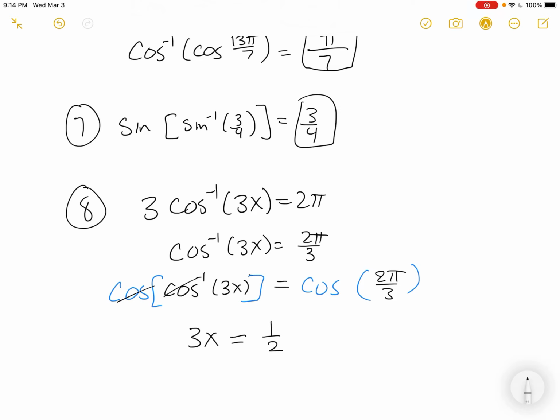And so what do we get out of this? Oh no, it's not a positive one. I'm sorry, it's a negative 1/2. Cosine is negative in that second quadrant. I'm not sure why I said that. But in that second quadrant, remember, all students take calculus. I'm going to get a negative, and then we're going to divide by 3, so negative 1/6 is our answer.